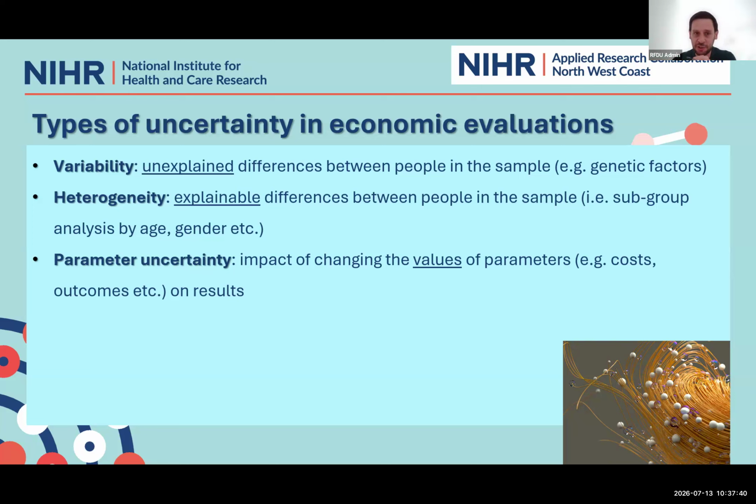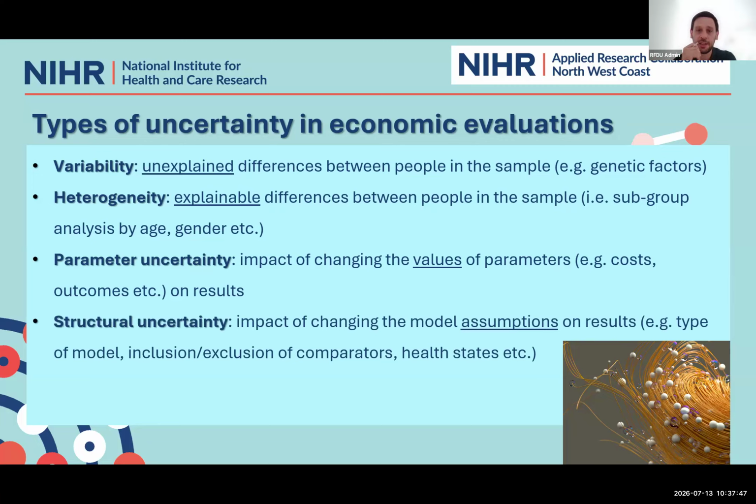So this variation in the way we're looking at cost and outcomes might have an implication on the cost effectiveness results. Another type of uncertainty is structural uncertainty, which means trying to understand the impact of changing the model assumptions on the results. For example, if we were to change the type of model, we saw with Luis in session 2 the different modeling techniques which we can use, moving from a decision tree to a Markov model, or to a discrete event simulation and so on.